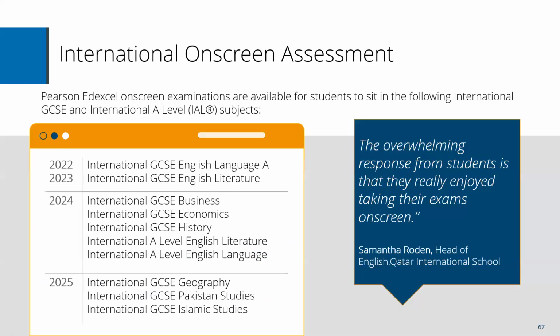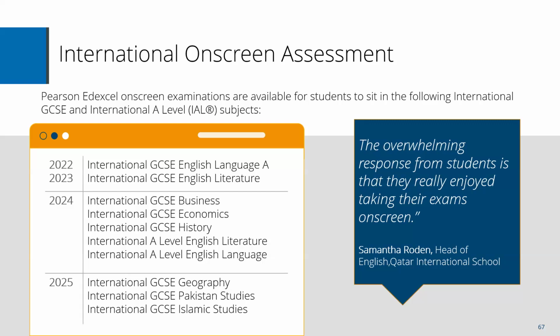And as you can see from this time scale here, 2022-23, it was just available for some of the international GCSEs, just English language and literature. This year, it's been available for business, economics and history at international GCSE level. And next year it's going to be available with geography, Pakistan studies and Islamic studies at international GCSE level as well. And gradually more and more subjects will be linked into this.